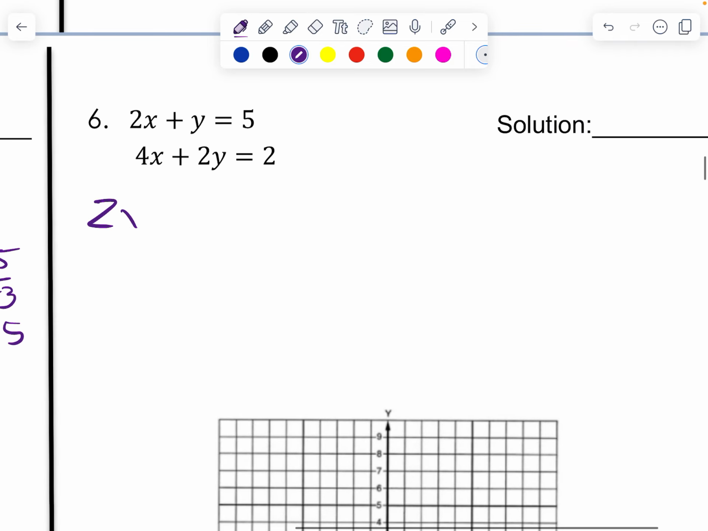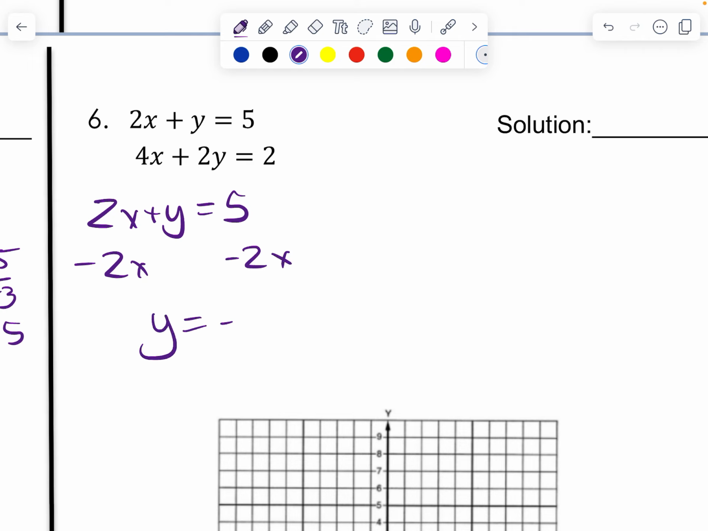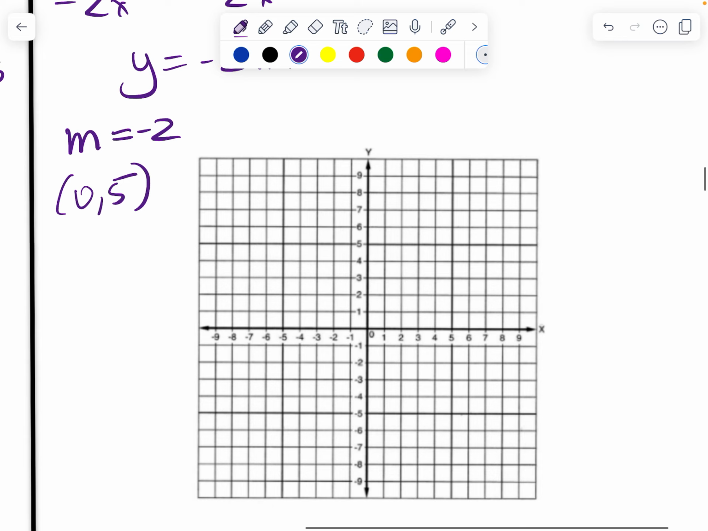Then we have 2x plus y equals 5. Subtract 2x. Y equals negative 2x plus 5. My slope is negative 2. My y-intercept is 5. So I go to 5.